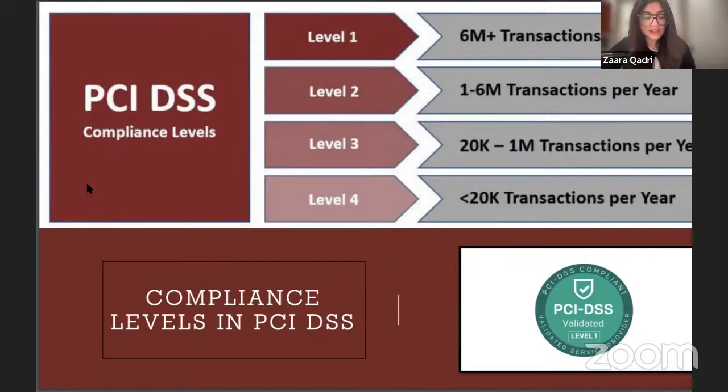The scope of level 1 compliance is quite extensive. It covers all systems that store, process, or transmit cardholder data, and it requires robust security measures across your entire organization. So simply put, level 1 is all about maintaining the highest level of security, ensuring that your customers' payment information is protected every step of the way.